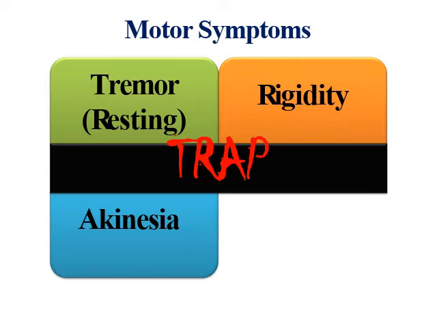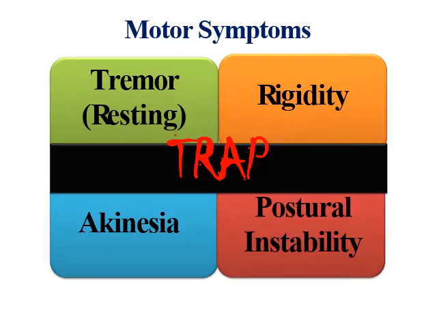There is also another common term called hypokinesia. Hypokinesia refers to a reduction in amplitude of movement, such as reduced step length or arm swing, or reduced handwriting size, known as micrographia. The fourth or final cardinal sign of Parkinson's is postural instability.